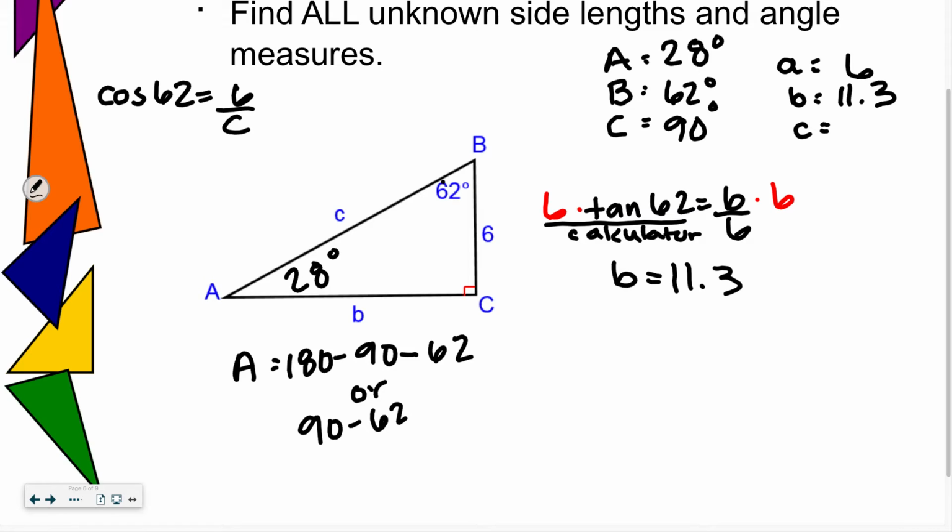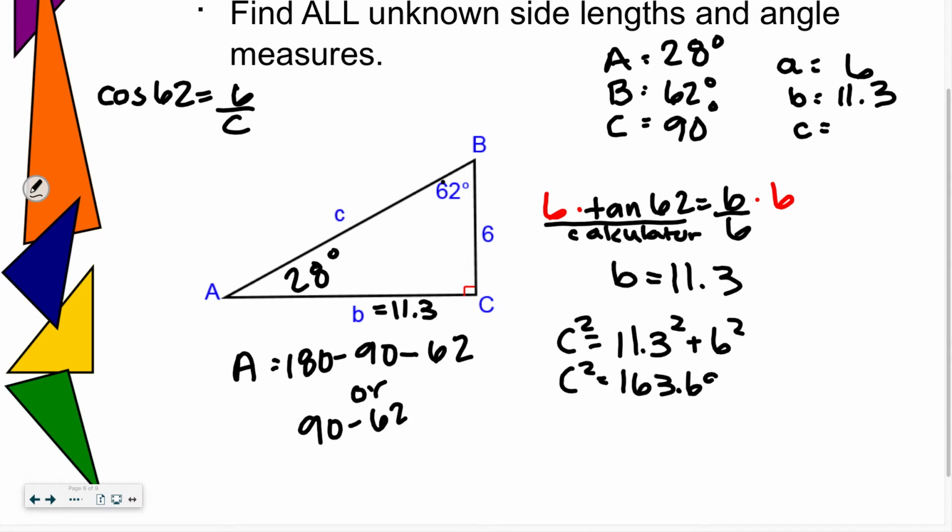Now, how might you find C? Delaney? Yeah, I'm going to guess a lot of people, after they find one of the missing sides, will do what Alex was attempting on that first warm-up, the Pythagorean theorem. If you know 2 sides, then you can find the missing side, right? Okay, so we could set something up like c squared equals 11.3 squared plus 6 squared. Let's see. 163.69, and square root both sides. I get 12.8.